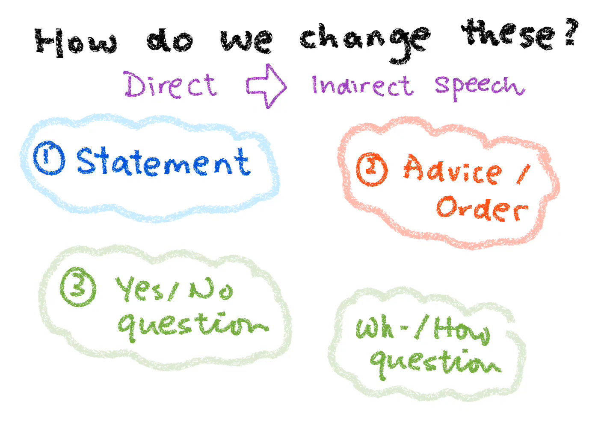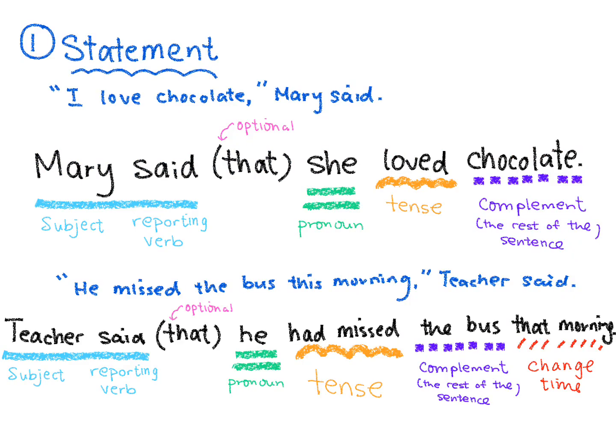Now we already know that there are 3 types of different direct speeches, such as statement, advice or order, or questions, yes, no question, WH or how question. So how do we change these into indirect speech? Let's begin with changing statement.